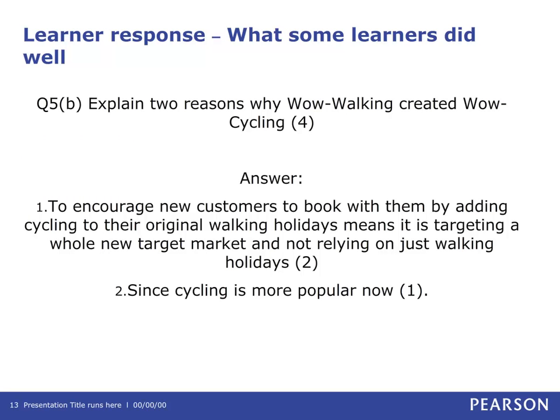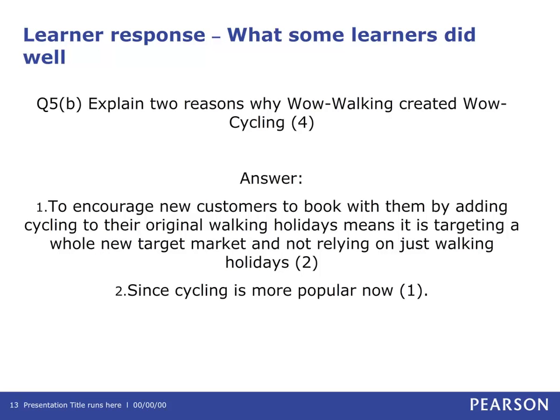Learners tended to struggle more with 4-mark questions, particularly those requiring explanation. One question where many learners struggled was question 5B. Explain 2 reasons why WOW walking has created WOW cycling. One response that gained 3 marks is shown above.